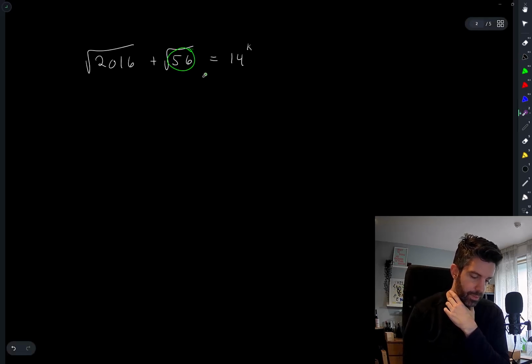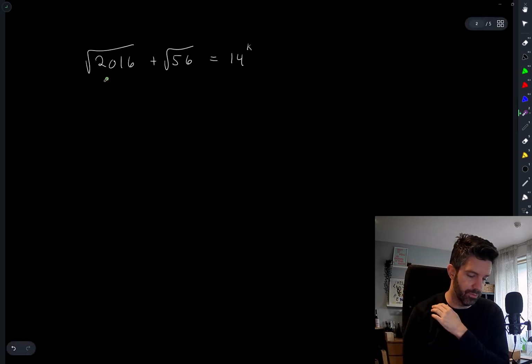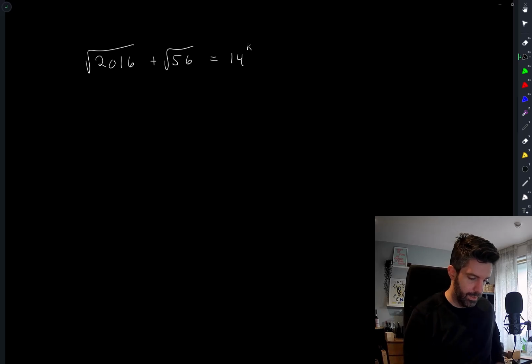So 56 is not a perfect square. 2016, I'm not sure if it's a perfect square. Probably not. But I wonder if the product of 2016 and 56 is a perfect square, in which case squaring this would work. So let's write out the prime factorizations of these numbers. 56 is equal to 7 times 8, which is 7 times 2 cubed.